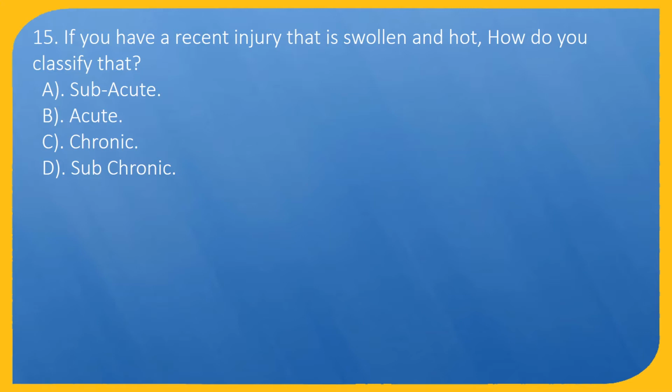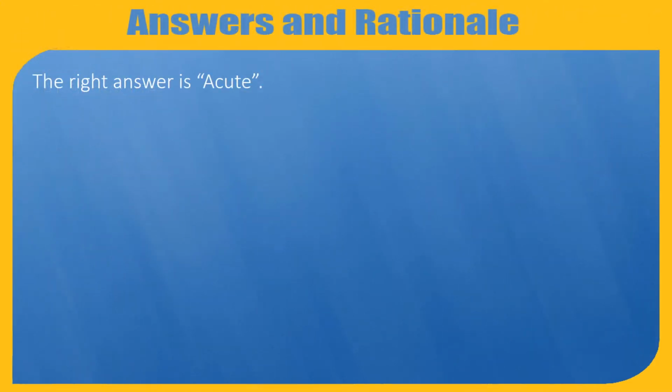Question 15. If you have a recent injury that is swollen and hot, how do you classify that? A. Sub-acute. B. Acute. C. Chronic. D. Subchronic. The right answer is acute.